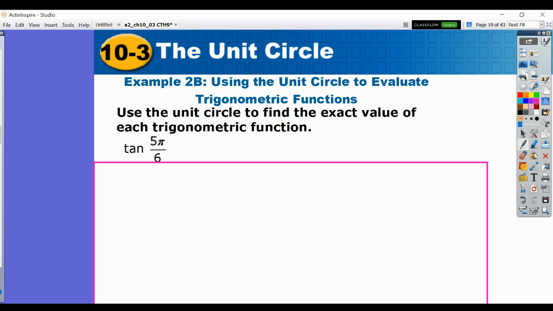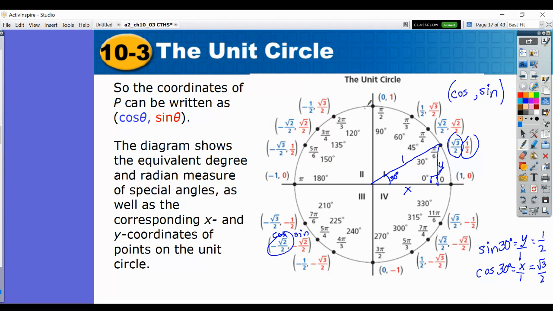Here's tangent of 5 pi over 6. Let's go find that unit circle. Where is 5 pi over 6? 5 pi over 6 is here. So we're going to look at this point. And the question was tangent. Well, how do you find tangent of an angle? Opposite over adjacent. So tangent is the y over the x. The sine over the cosine. However you want to think about it. So if I want the tangent of this angle, I need the y-coordinate over the x-coordinate, like divide.